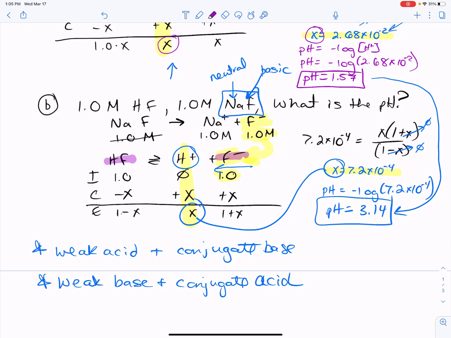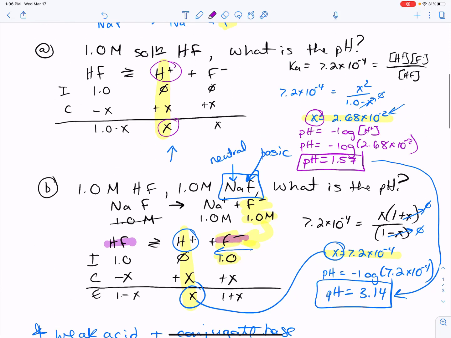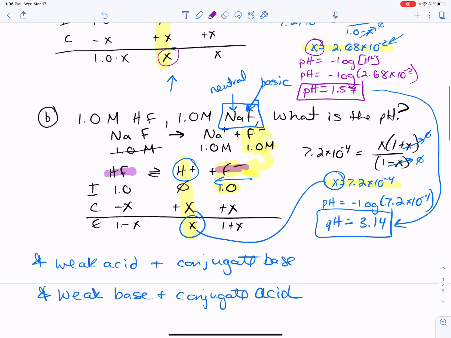So the second part of this video is: can we go from the ideas of using a Ka in a weak acid problem to a buffer? And is there an equation that relates us to a buffer? There absolutely is. So let's look at that algebra now.